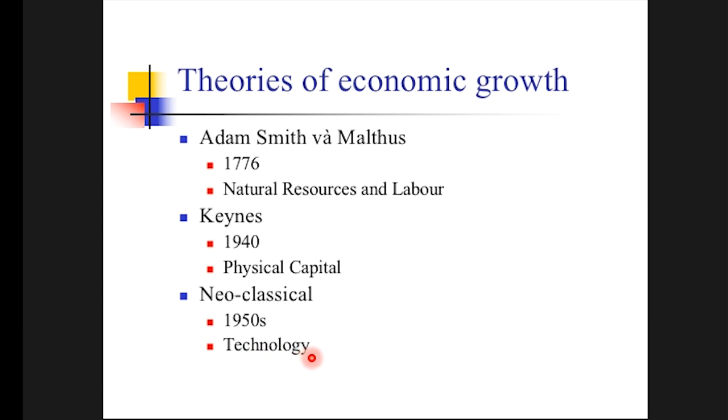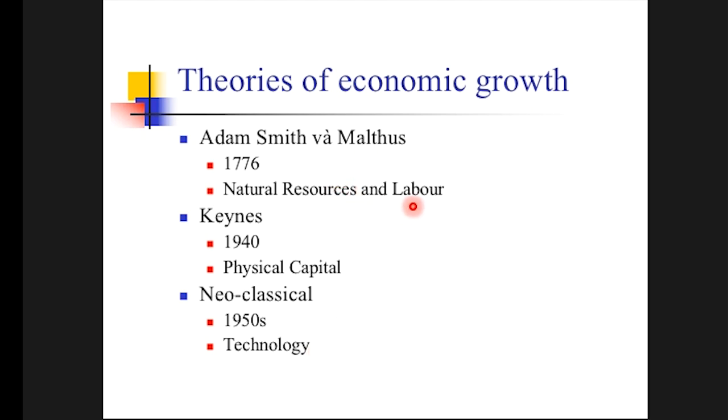determinant of growth. So now, from the three theories, we come to the conclusion that there are four determinants of growth. Firstly is natural resources. Second is labor. Third is physical capital. And the last one is technology.